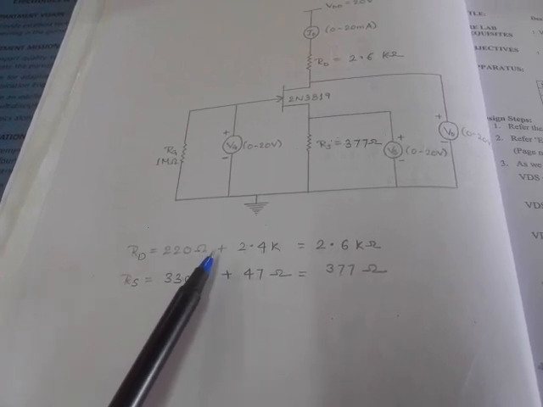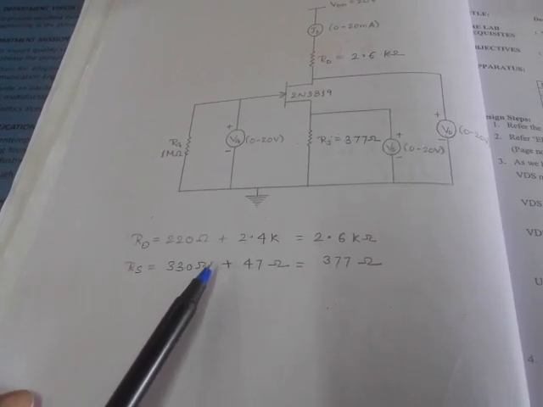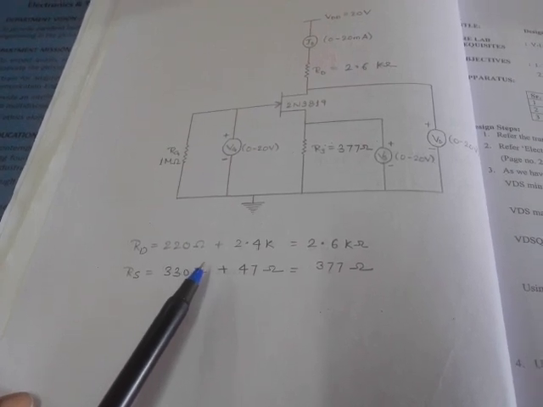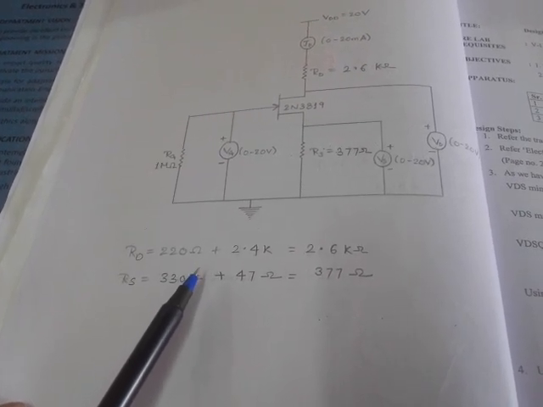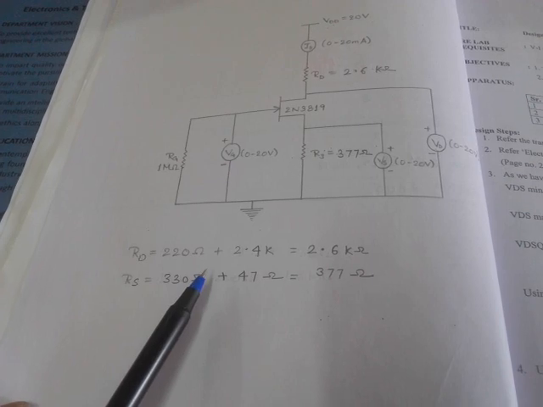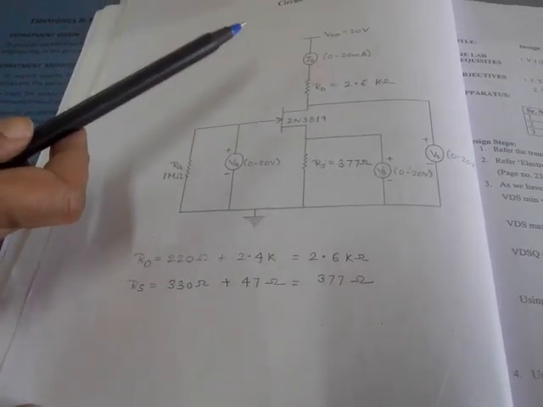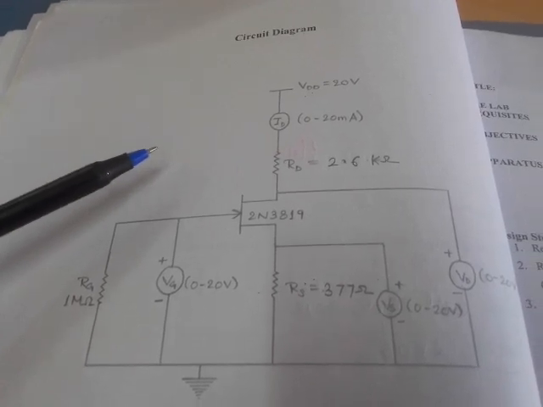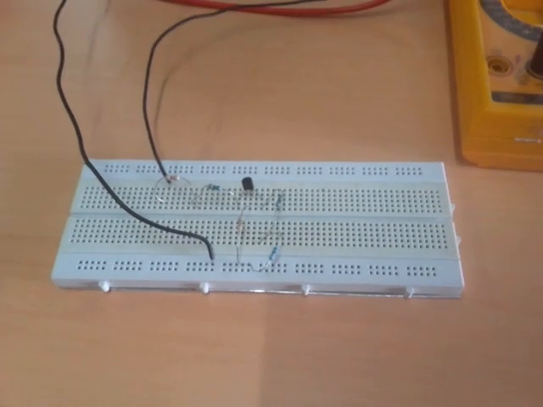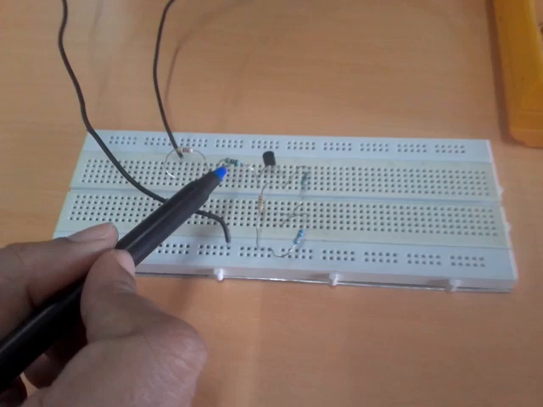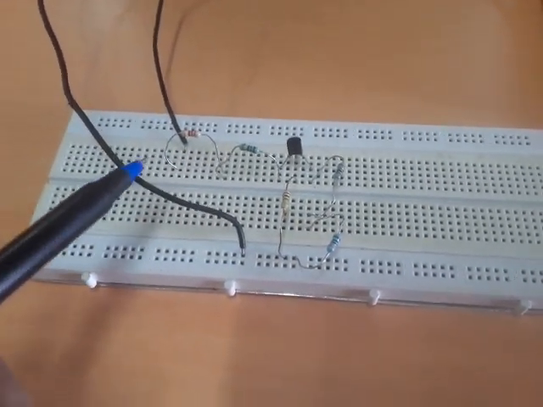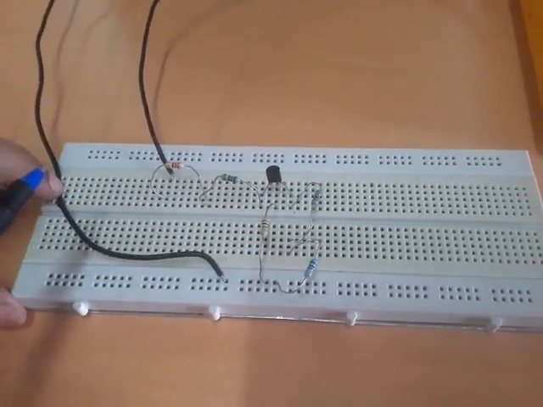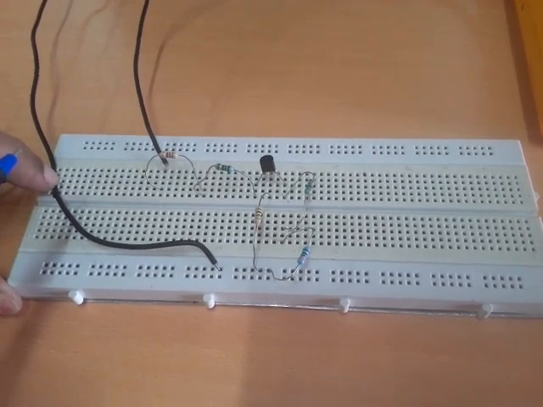Now these values are used in the self-bias circuit and the biasing point is observed. So here is the diagram for self-bias circuit. We have constructed the circuit here on the breadboard. This is the circuit for self-bias of JFET.